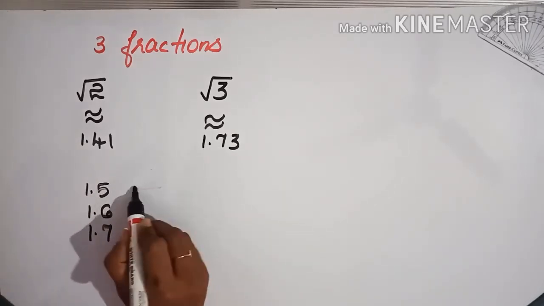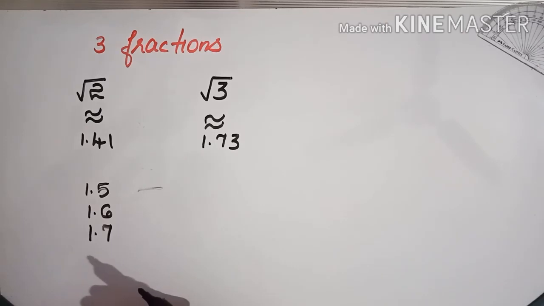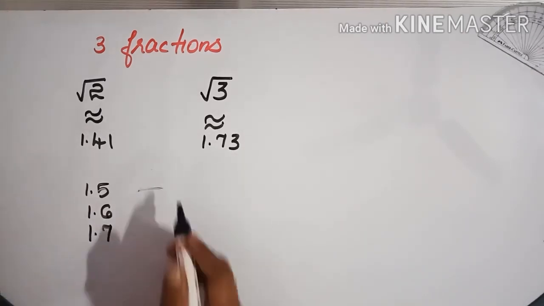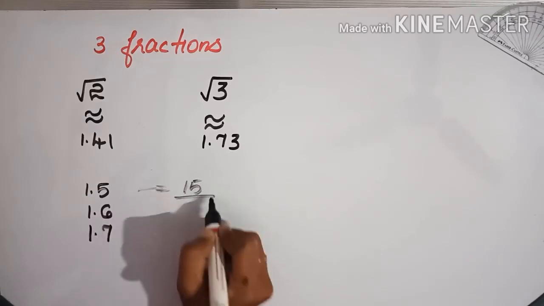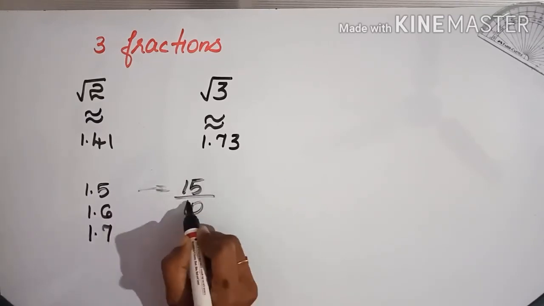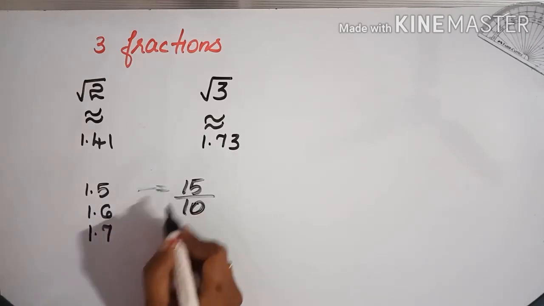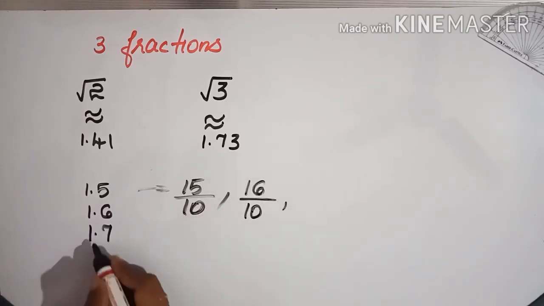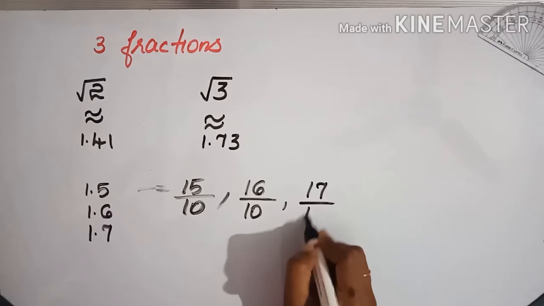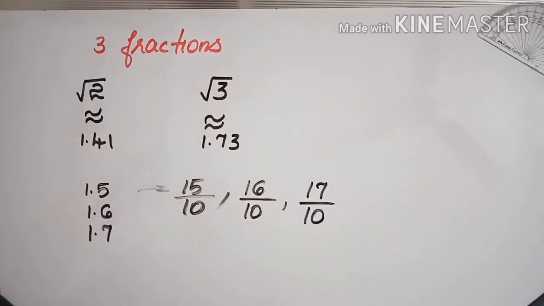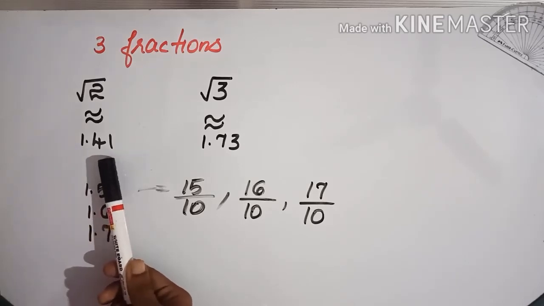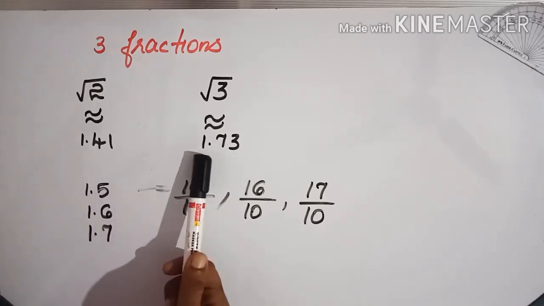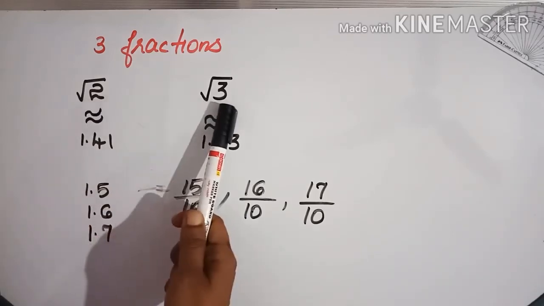So 1.5, what can we write as a fraction? 1.5 is the same as 15 by 10. So this is the first fraction. Now second, 1.6, that is the same as 16 by 10. Next is 1.7, that is 17 by 10. So the fraction forms of these decimal numbers are 15 by 10, 16 by 10, 17 by 10. All these three numbers are greater than 1.41 and less than 1.73. That means they are greater than root 2 and less than root 3.